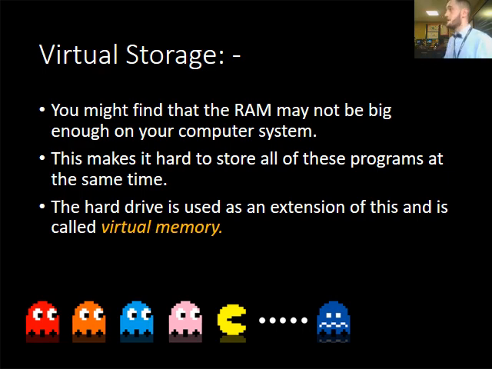Any programs that you need are put onto the RAM so that you can access it right away because it's right next to the processor. But with the programs that you don't need, it goes into virtual storage. So it acts as an extension to your RAM, basically. That's what virtual memory is.